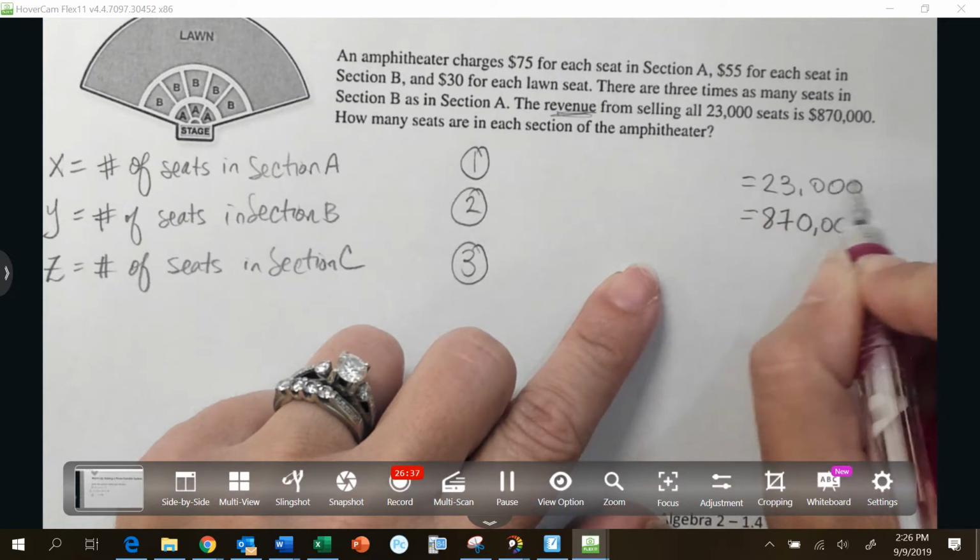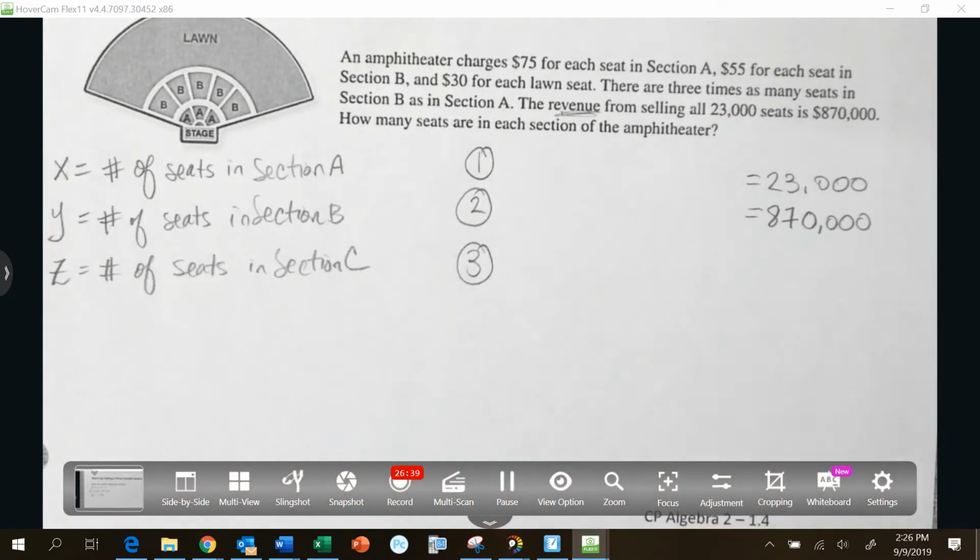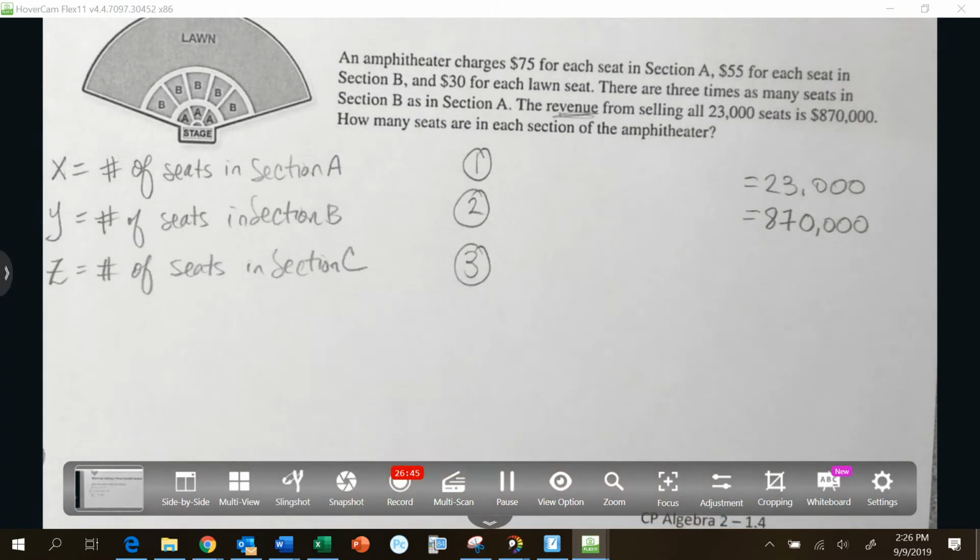$55. That is not a total. That's a per. There are 3 sections. Yep, we have that over here. Wait, so you have to add the 75, 55, and 30 together? No, we're going to get there in a second. Let's just do the 23,000 first.